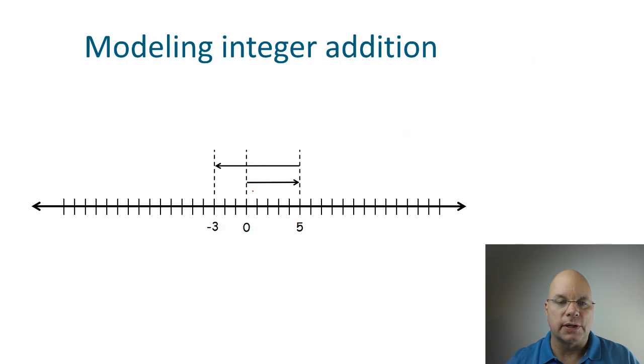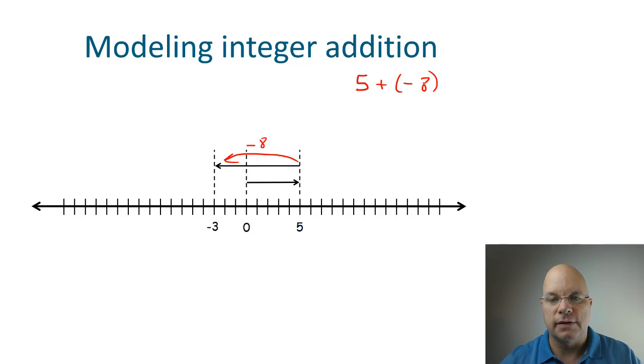I put this one on here so we could talk about what this is modeling. If we start at the origin, our first addend is +5. And then from there we're going to the left, so we're adding a negative. But what are we adding? Negative what? We're moving 1, 2, 3, 4, 5 to the left just to get to the 0, and then 3 more. So we're going back this way, -8. So 5 plus -8 is equivalent to -3.